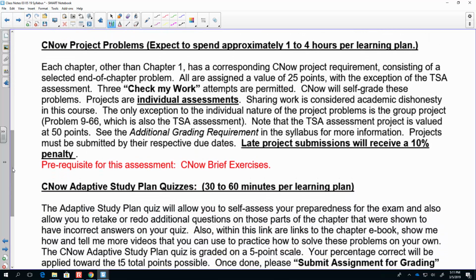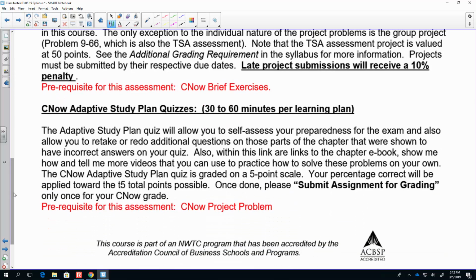And once you get to the 25-point project, that's when I would like your honest effort, that you do that yourself. Okay? So when you get to the 25-point problem, please do that yourself. And then to prepare for the test is the adaptive study plan. That little quiz. I know it's not a fave for everyone, but again, it's trying to get you prepared for the exam. 5 points total.